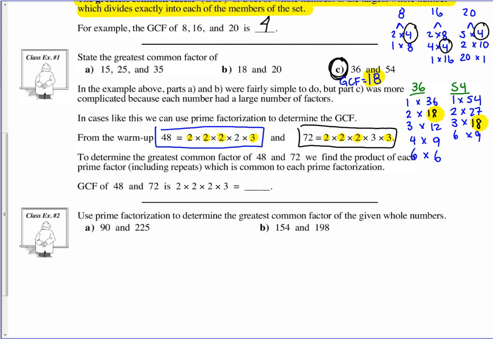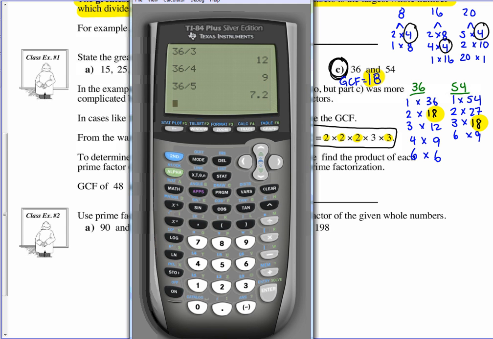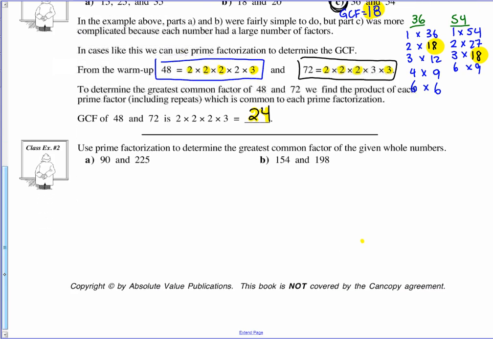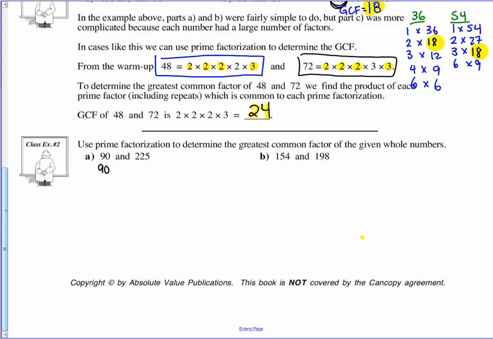So that would be our GCF. Our GCF is what they have in common. So it would be 2 times 2 times 2 times 3. And so now we can just figure that out. Grab your calculators. 2 times 2 times 2 times 3 is 24. Again, 24. Okay? For these two numbers above, 48 and 72, that would be the greatest common factor. So we're going to try a couple with prime factorization. It doesn't matter the method you use. Okay. So let's prime factorize both of these, and then we're going to list it as a product of prime numbers.